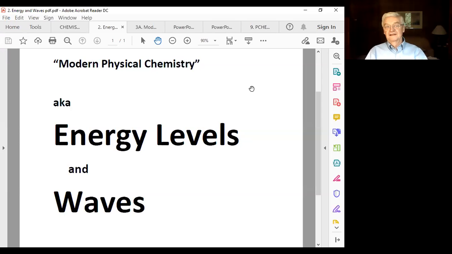I've also written that this course could also be known as energy levels and waves. So a lot of what we're going to talk about is what kind of energies molecules, electrons, protons, photons, and things can have. And the other thing we're going to see a lot of is that we have wave properties for just about everything. Everybody knows that light has waves, but we don't often think of electrons and protons and molecules as having wave properties. But a lot of this course is going to be related to that.